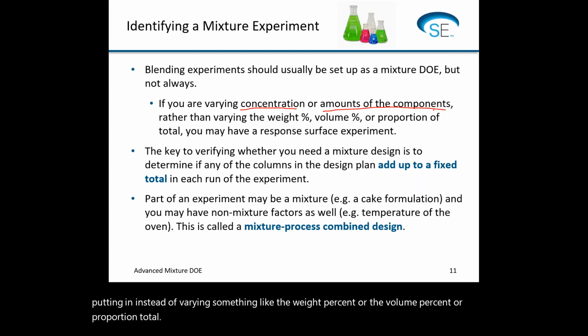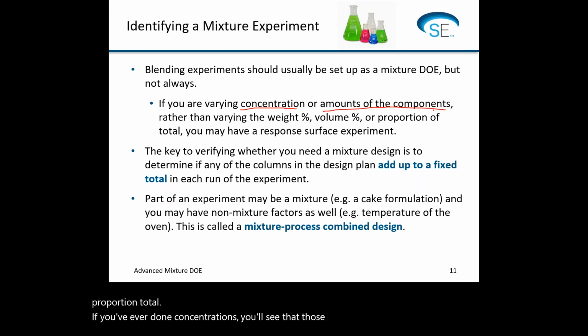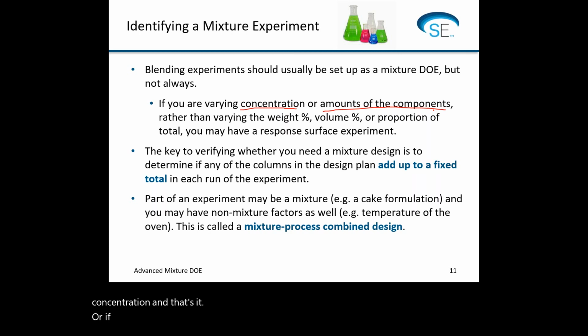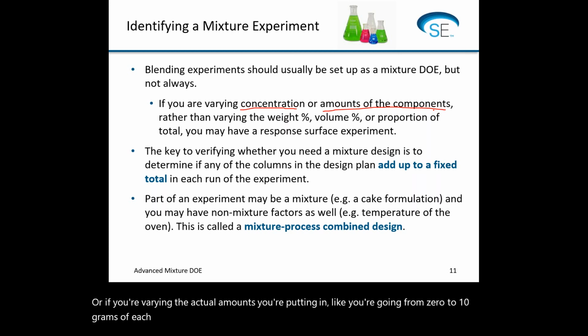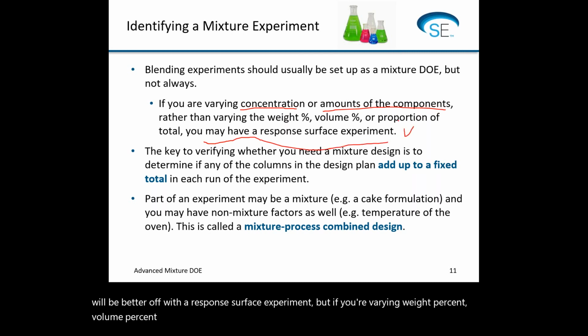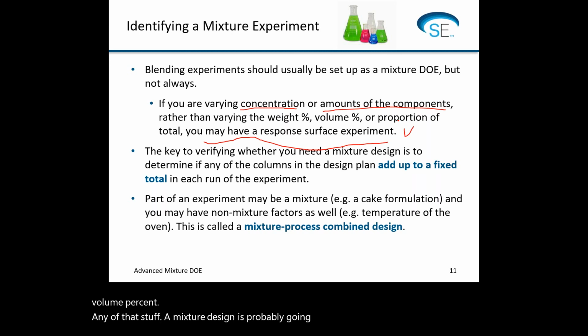If you've ever done concentrations, you'll see that those typically don't sum up to a total concentration. You'll have 3 or 4 components. They go from a low to a high concentration, and that's it. Or if you're varying the actual amounts you're putting in, like going from 0 to 10 grams of each component, in a situation like that you likely will be better off with a response surface experiment. But if you're varying weight percent, volume percent, any of that stuff, a mixture design is probably going to serve you much better.